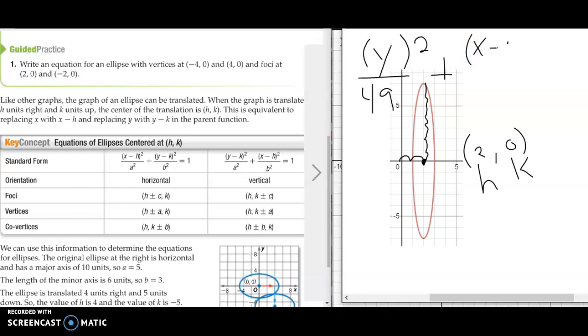H is 2. Then I'm going to square it and put it over. How far left and right does this go? From center to covertex, it is 1. So 1 squared is 1. And it always equals 1.